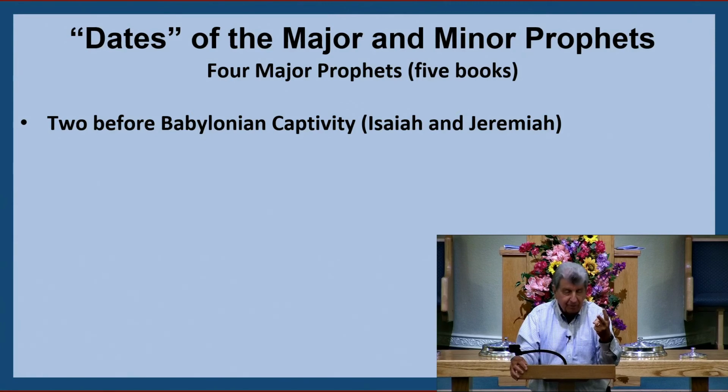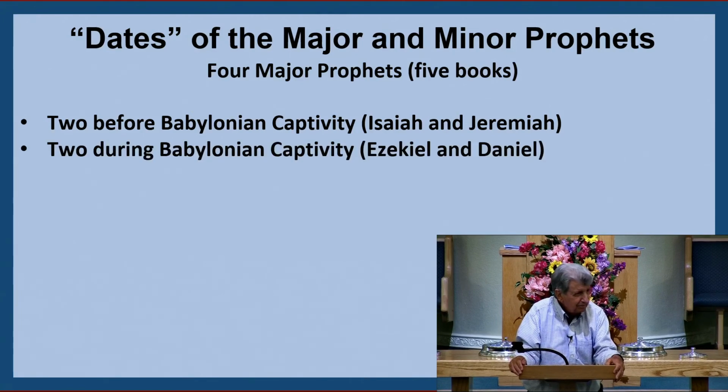Now then, if we say two of the four major prophets lived before the captivity, how many of them lived during the captivity of those major prophets? Isaiah, Jeremiah, Ezekiel, and Daniel. Where's Daniel? He's over in Babylon. Daniel is in Babylon for 70 years. He lived throughout all of the captivity.